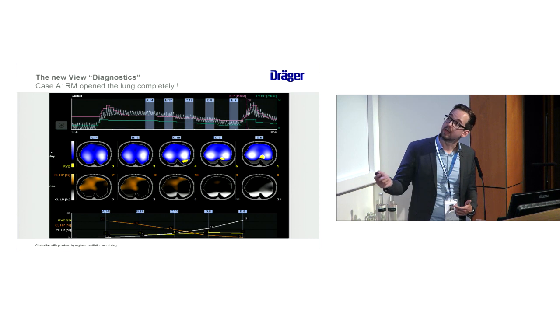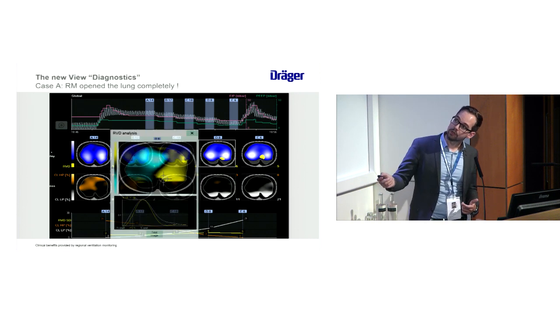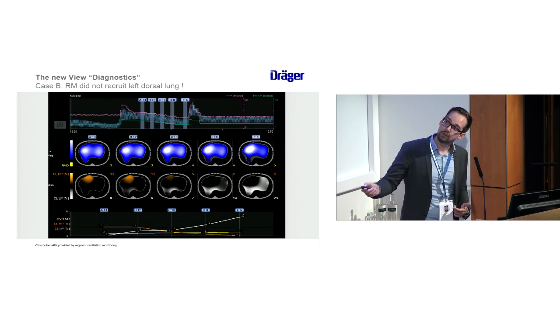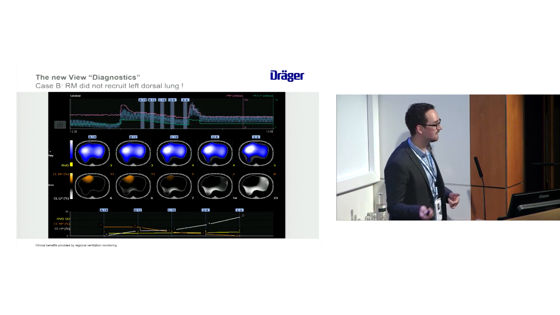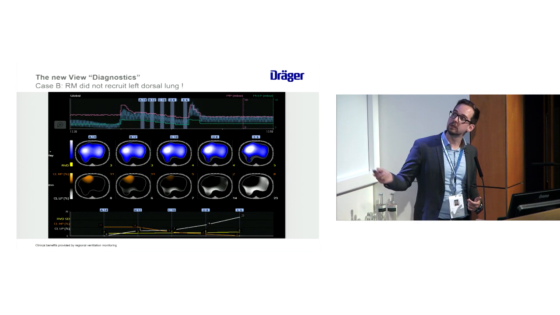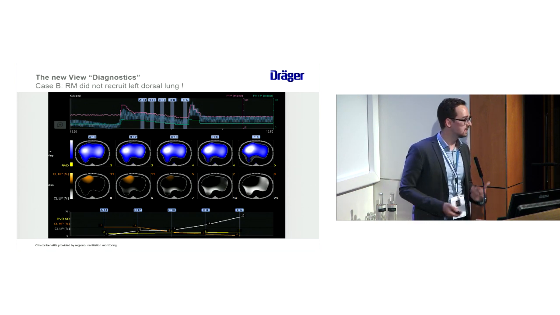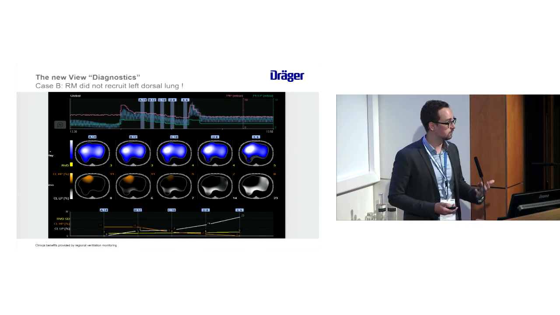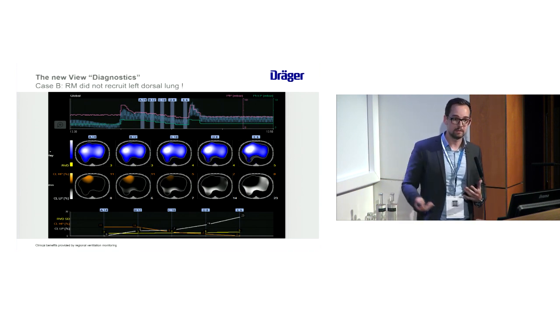Now we could even look at another example where you can see this was the initial step, and then there was a recruitment maneuver and the decremental PEEP trial. And you could see that, for instance, the recruitment maneuver was only able to open the dorsal right lung. However, the dorsal left lung remains closed, but you can still do this kind of analysis and see the distribution of overdistension and collapse, and then choose the right PEEP for that patient.